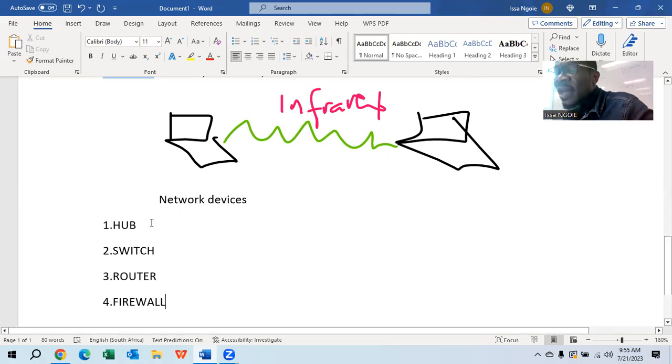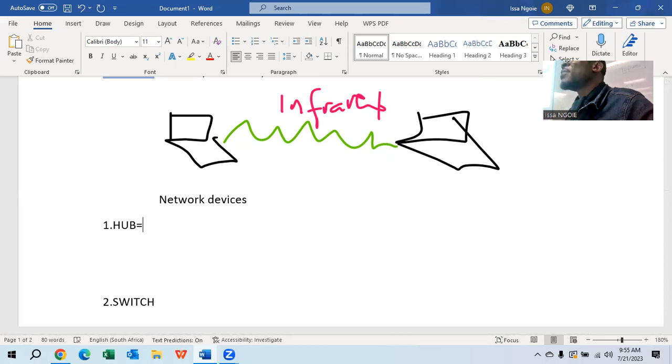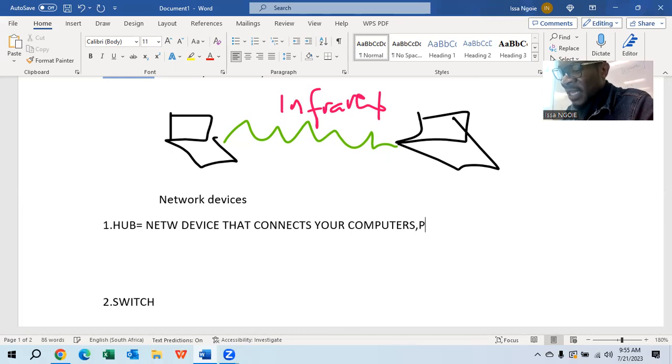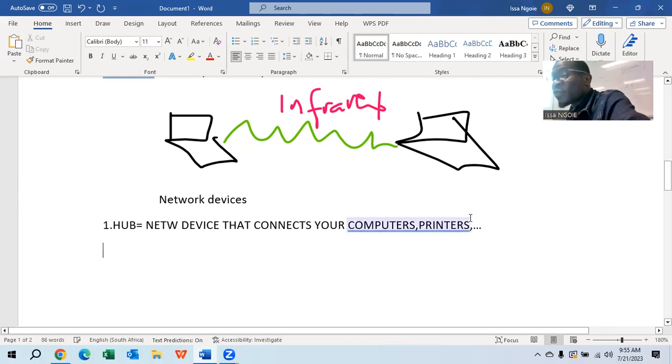Now, let's start with a hub. The first thing you have to understand about a hub, because you can pick up a question from there, is that it's a network device that connects your computers, printers, and so on.